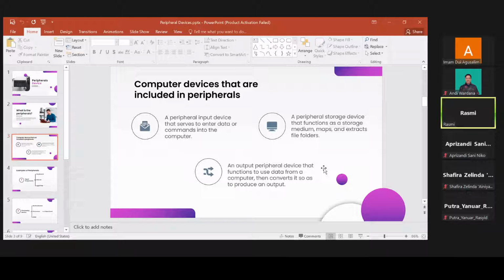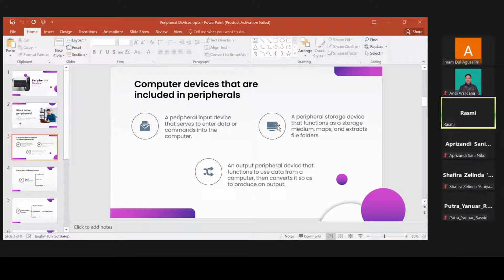Computer devices that are included in peripherals. Input peripheral devices serve to enter data or commands into the computer. An input device is a hardware device in a computer that has the function of providing data as well as calling signals to the computer. And then an output peripheral device functions to take data from a computer, then convert it so as to produce an output. This device is not always used, but is needed in certain situations.